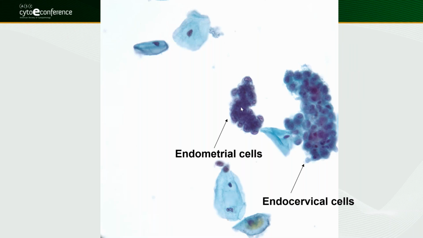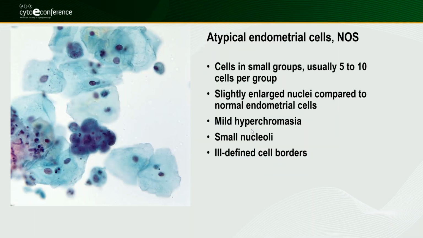Nuclear membrane-wise, it's already irregular, and sometimes they have little nucleoli. So what is the criteria then for atypical endometrial cells? And the endometrial cells, the key is actually the size. So again, they form three-dimensional little clusters, but the nuclei are enlarged compared to normal endometrial cells. They may have a little hyperchromasia and small nucleoli and well-defined, I mean, they typically have well-defined cell borders. So the criteria I would hang on is the increased nuclear size.